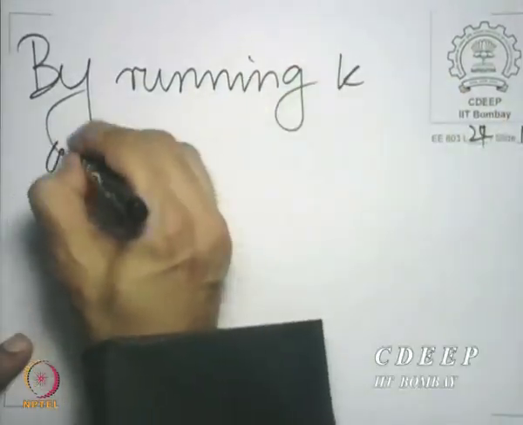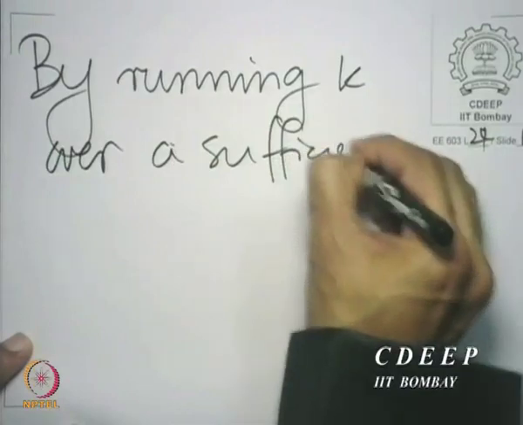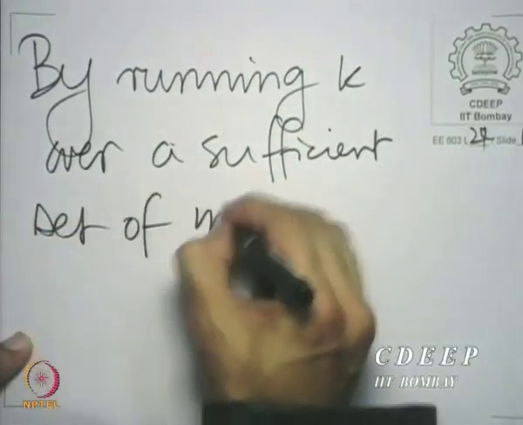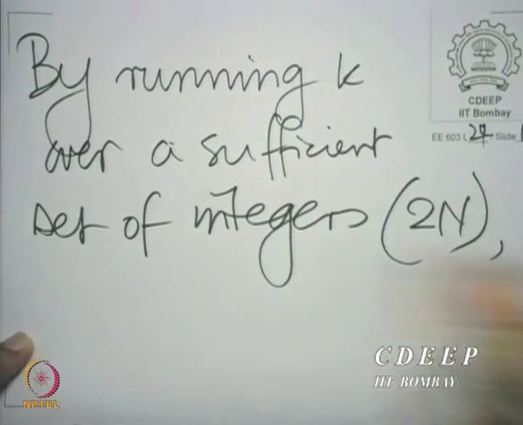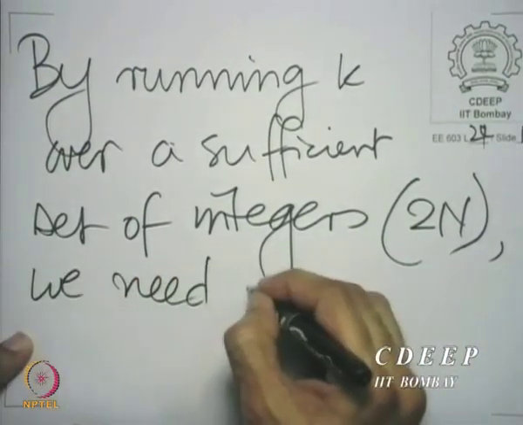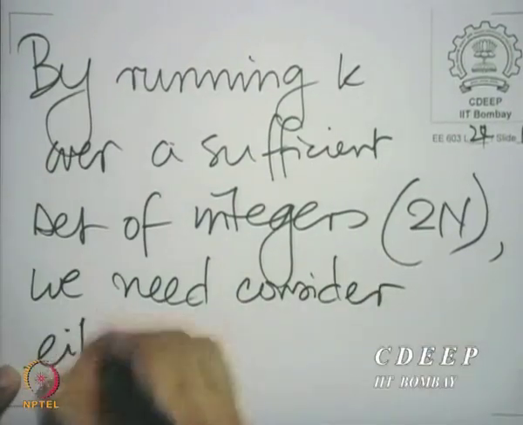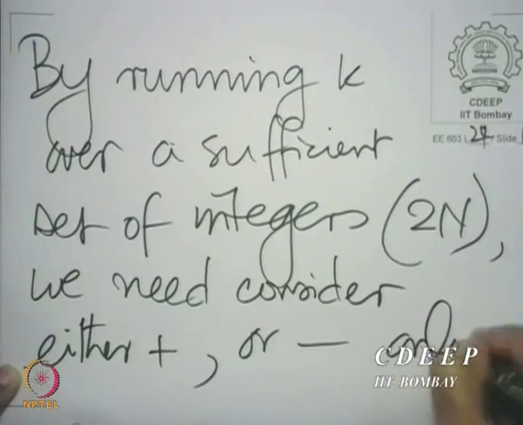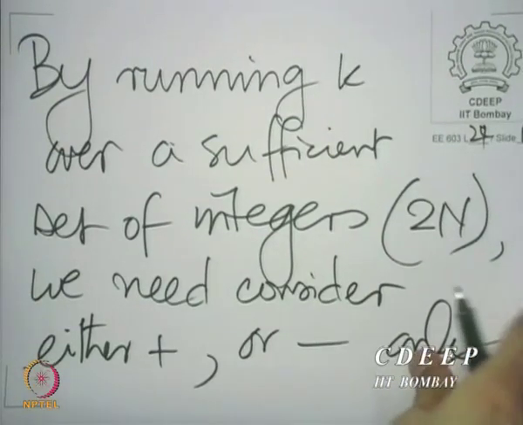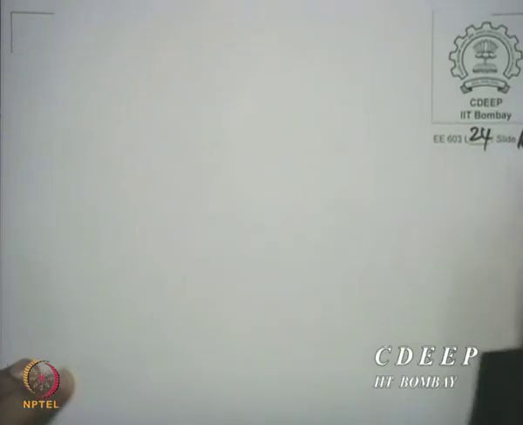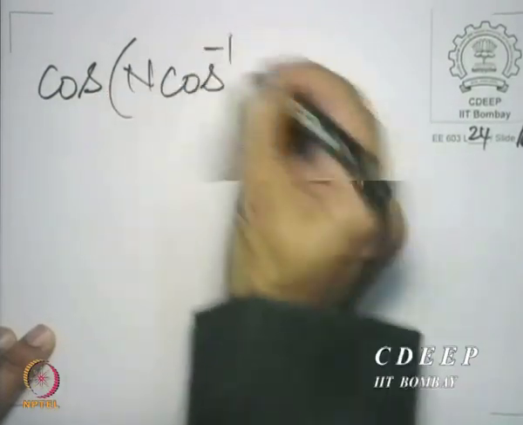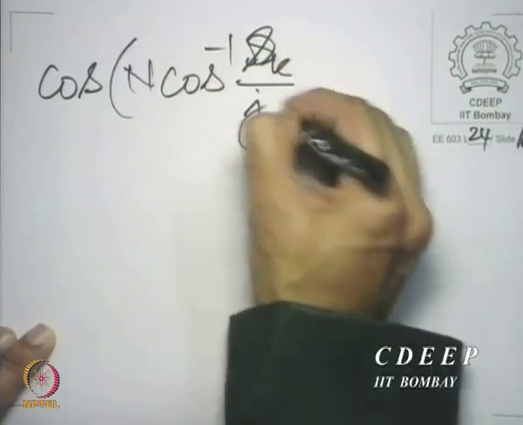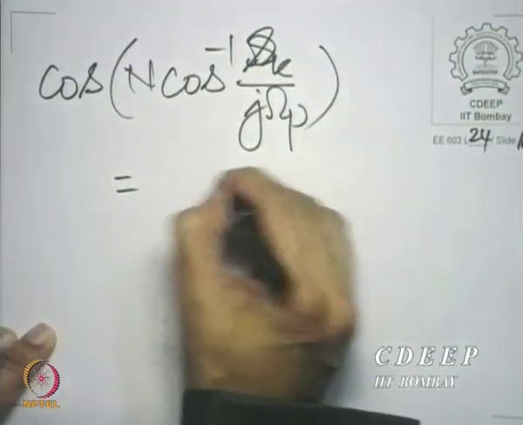By running k over a sufficient set of integers, sufficient set means 2n of them, we need consider only one of either plus or minus only. And therefore, we can now write down this equation, cos n cos inverse S k by j omega p is plus j by epsilon.